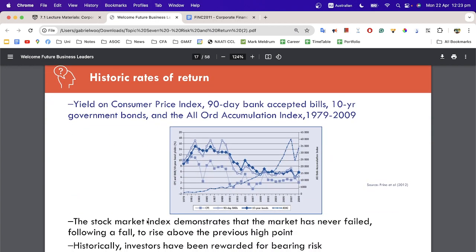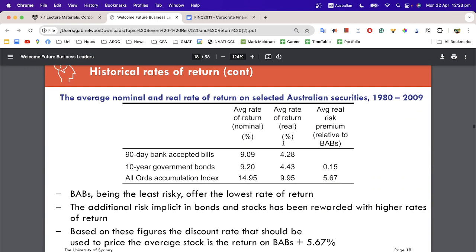Historical rates of return here are about what we expect over the historical performance. Here we have the historical performance of bank bills, government bonds, and then the All Ordinaries Accumulation Index. All Ordinaries is like the ASX. It is an index of all equities listed on the ASX.